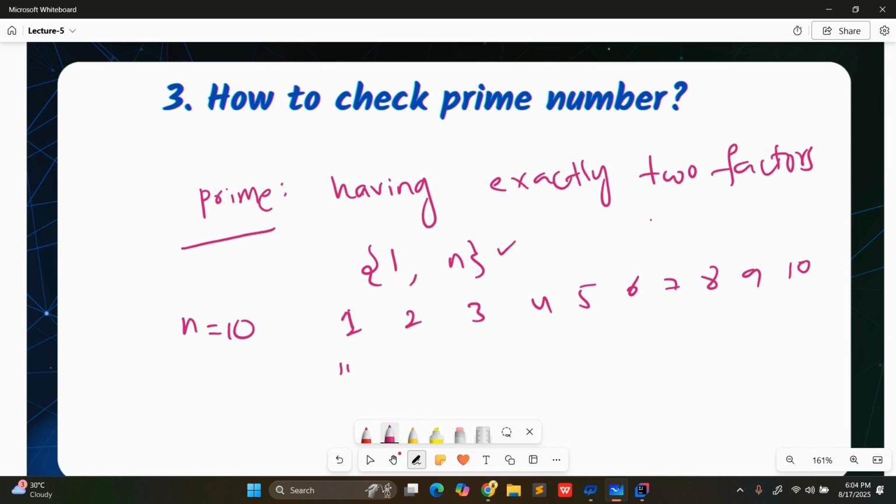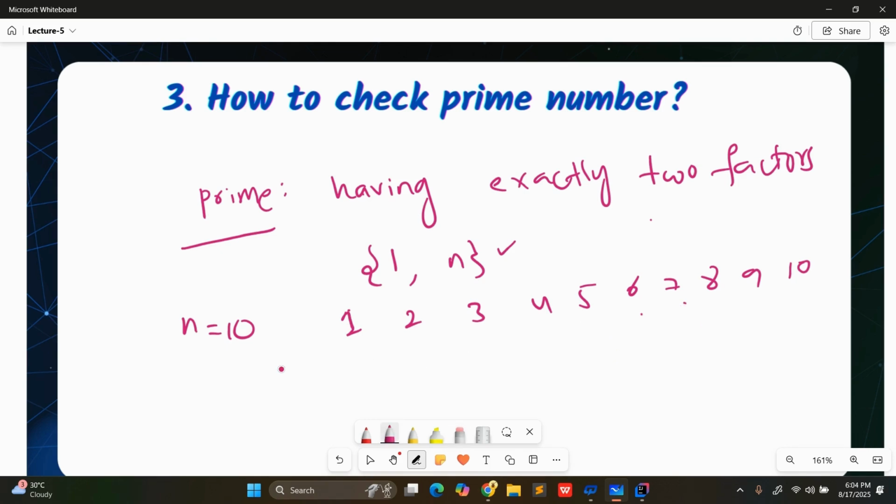Let's say 10 modulo 1, 10 modulo 2, 10 modulo 3. This is how the iteration is going on: 4, 5, 6, 7, 8, and so on. So this is how the iteration goes on every time, and you will see that.